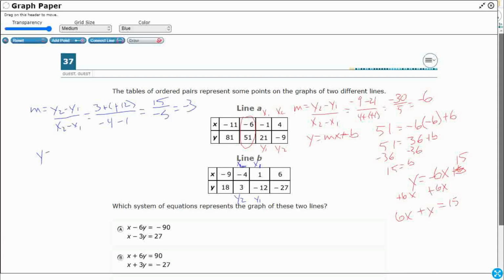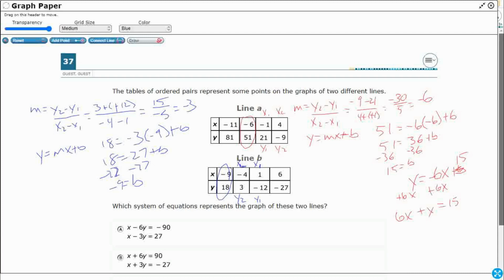So y equals mx plus b. Let's substitute in that right there. So 18 equals -3, my x is -9, plus b. We're going to solve for b. 18 equals 27 plus b. We're going to subtract that, and we're going to get b equals -9.